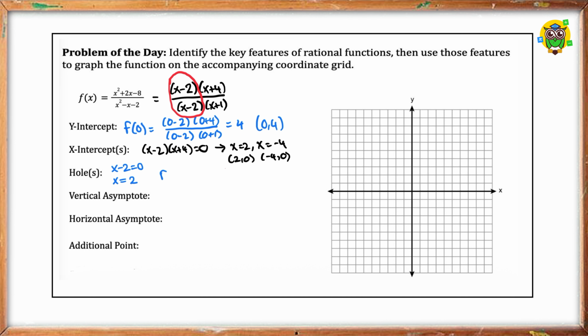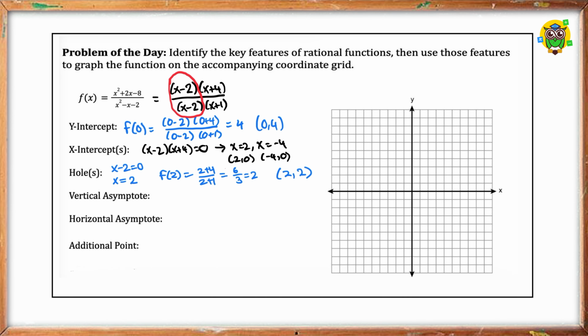To do this, we will be substituting our 2 into our remaining function. So we have f of 2 is equal to 2 plus 4 over 2 plus 1. And this is going to be 6 over 3, which is equal to 2 for our y-coordinate. So our location for the hole is going to be 2, 2.